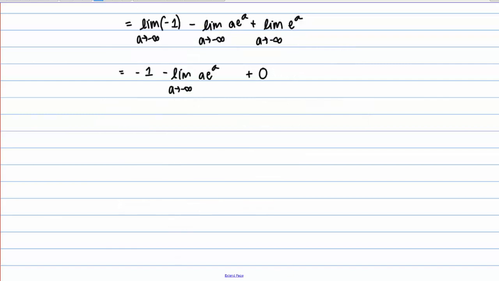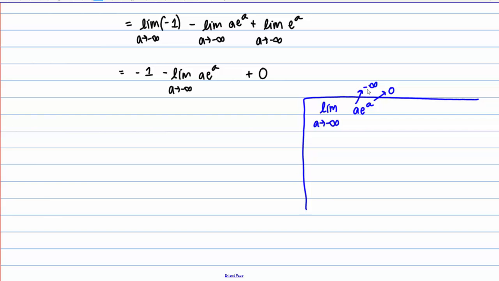So let's actually just look at that limit out to the side for a minute. So what's going on here? Well, as a goes to negative infinity, of course this a part is approaching negative infinity, but we just said that e to the a is approaching 0. So what we have here is actually an indeterminate form. Hopefully you remember this from when we studied this before. This is an indeterminate form, and a way we can evaluate this is by using something called L'Hopital's rule.